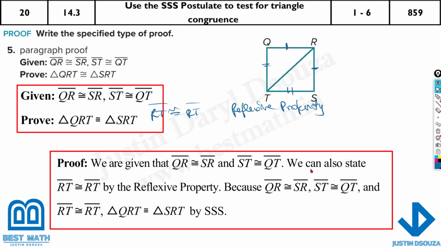They have written it in a paragraph, but this is all given. And because all the sides are congruent by SSS postulate, we can say these triangles are congruent.